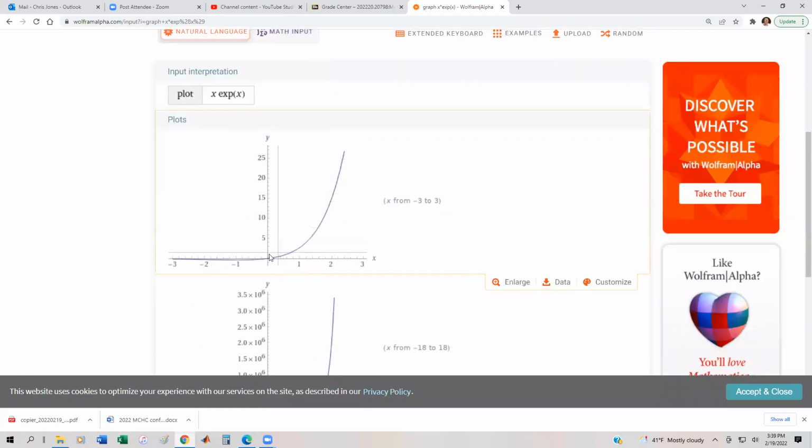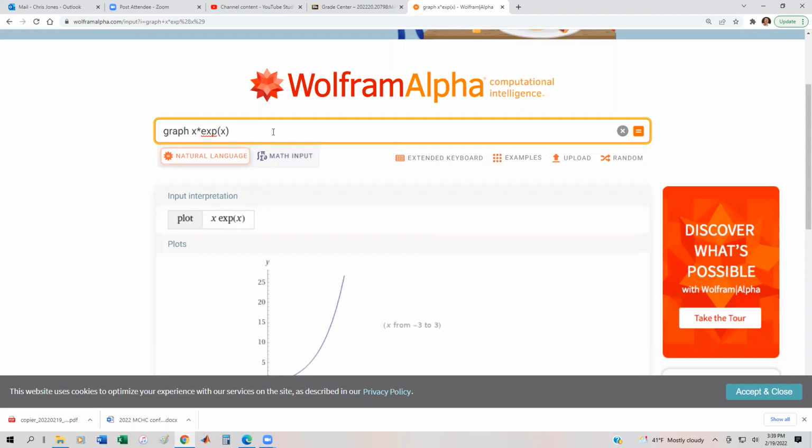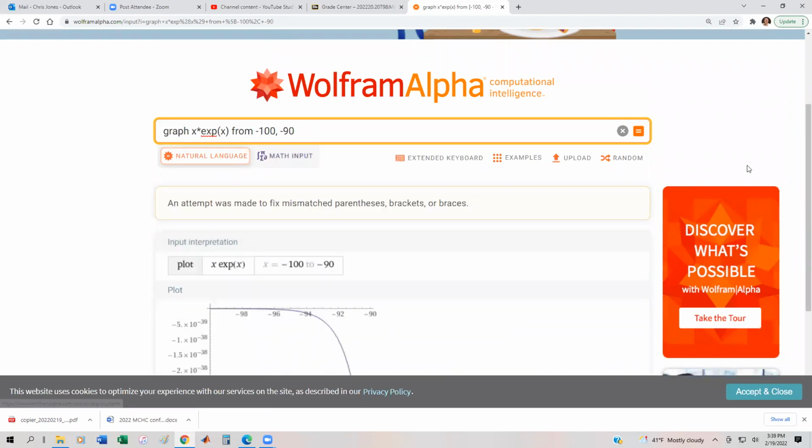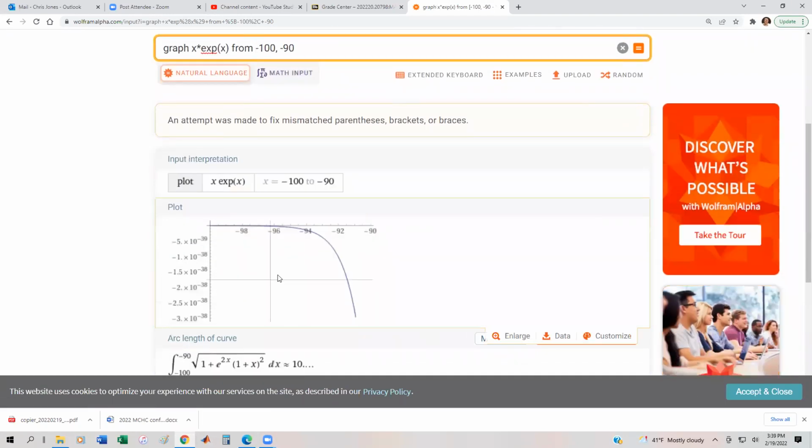Pretty quickly, it looks like it's approaching negative infinity. In fact, what we can do is look at, say, negative 100 to negative 90. What you'll notice is that these values are extremely small, and that it's approaching 0.